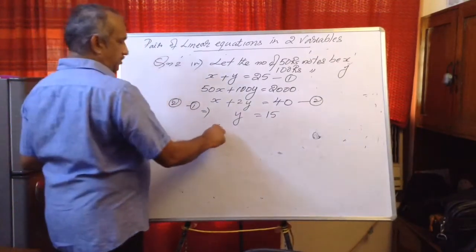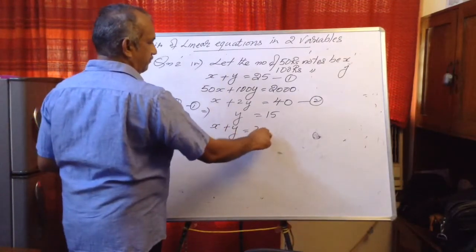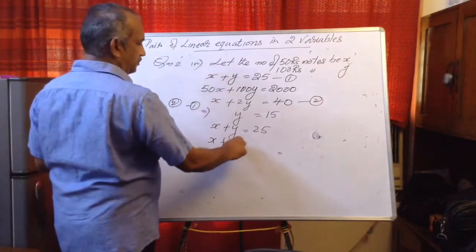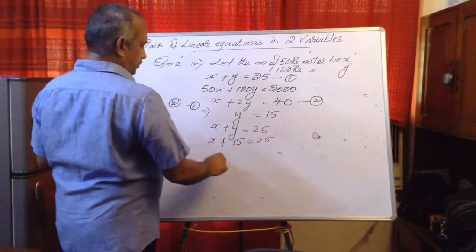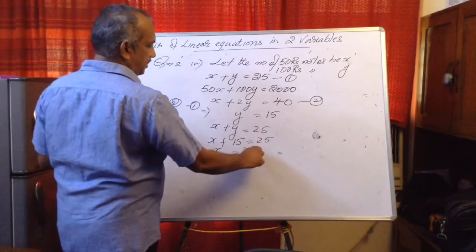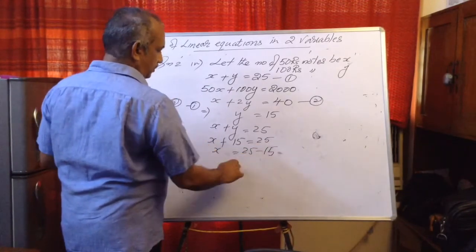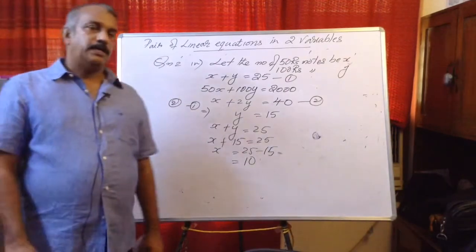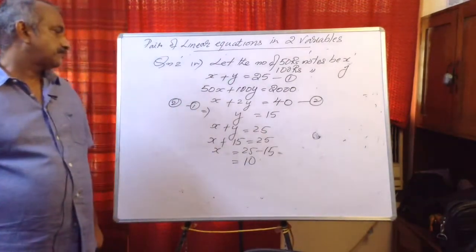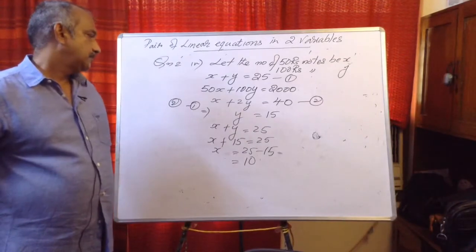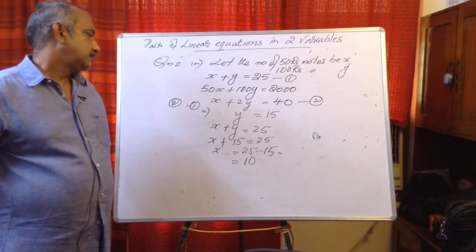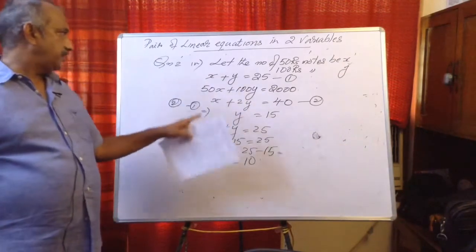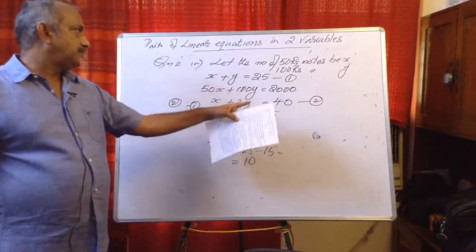Now X plus Y is equal to 25, X plus 15 is equal to 25. So X is equal to 25 minus 15, which is equal to 10. So 10 50 rupee notes. How much money? So see once again, X is 10, Y is equal to 15.